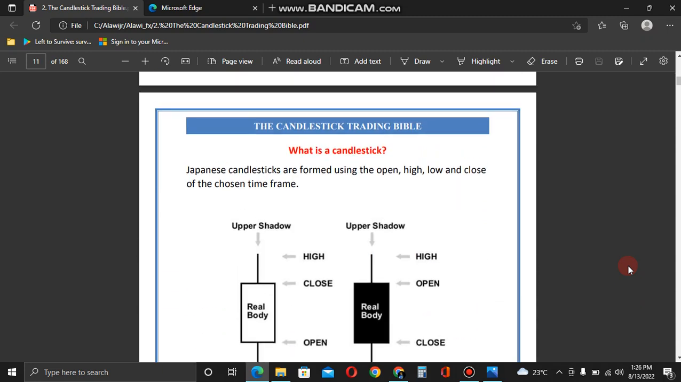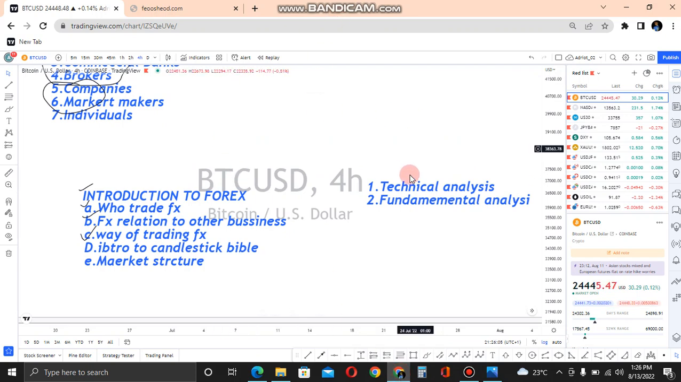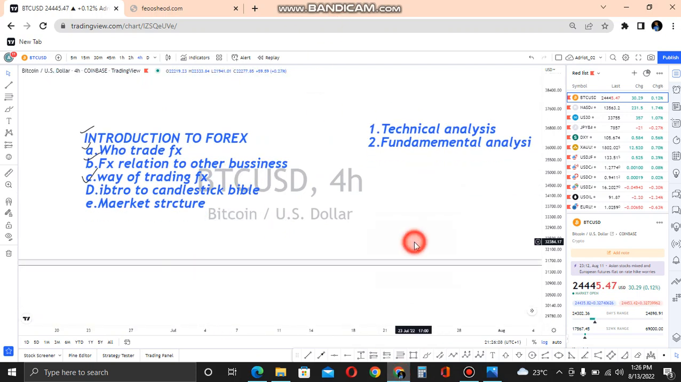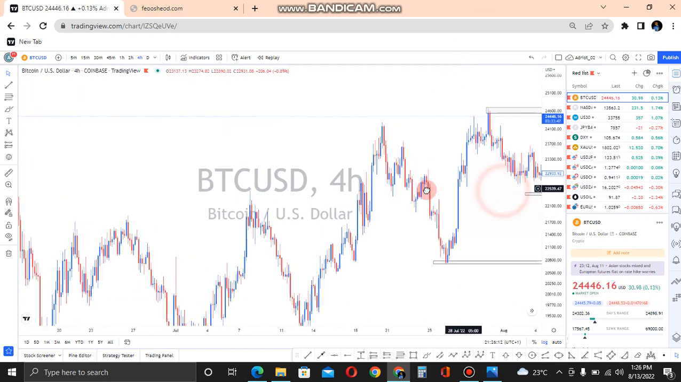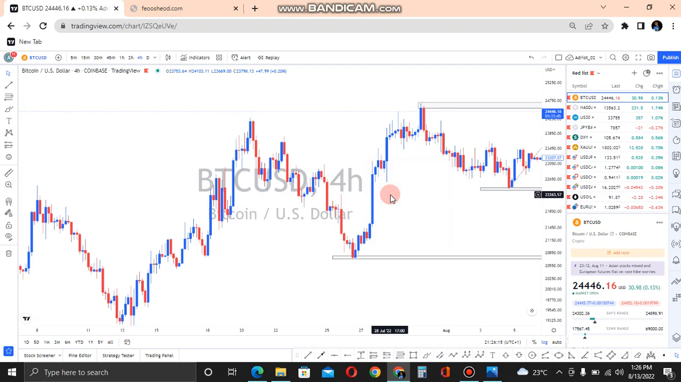Kwanza kabisa watu inabidi tujue what is candlestick. So Japanese candlesticks are formed using open, high, low and close. So candlestick watu wanatumia tofauti charts, zinatofautiana sana. Wengine wanatumia line chart, wengine wanatumia stick charts. So I can show you here, charts zinatofautiana sana. This is what we call a candlestick chart. Hizi ni candlestick chart kama unavyoona hizo candle hapa.